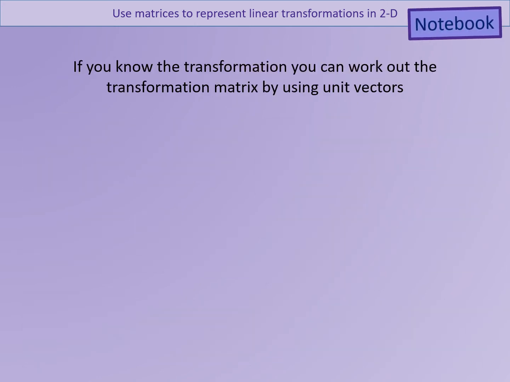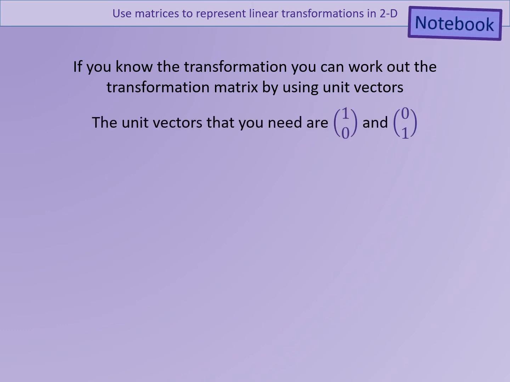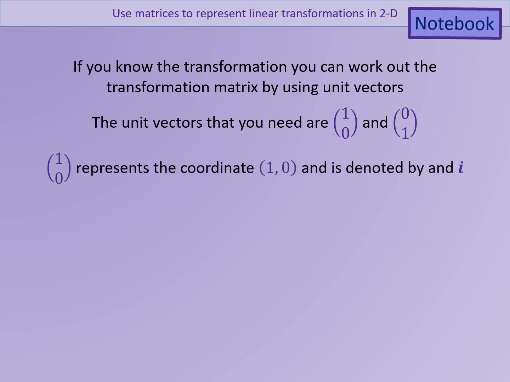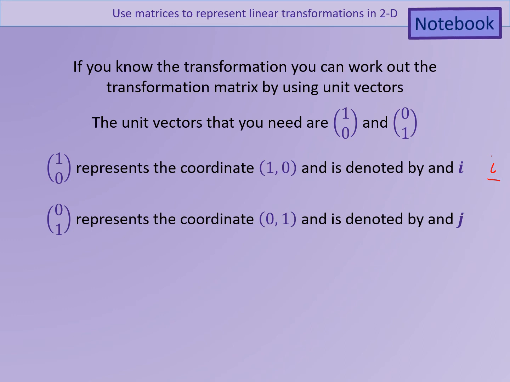If you know the transformation, then you can work out the transformation matrix by using unit vectors. The unit vectors are (1, 0) and (0, 1). Now (1, 0) is denoted by i, which can be written in this form with a line underneath, and (0, 1) is represented by j, just like this. Now if we were to draw these on a coordinate grid, then i would look something like this, and j would look something like this. So it's one across in the x direction and one up in the y direction.